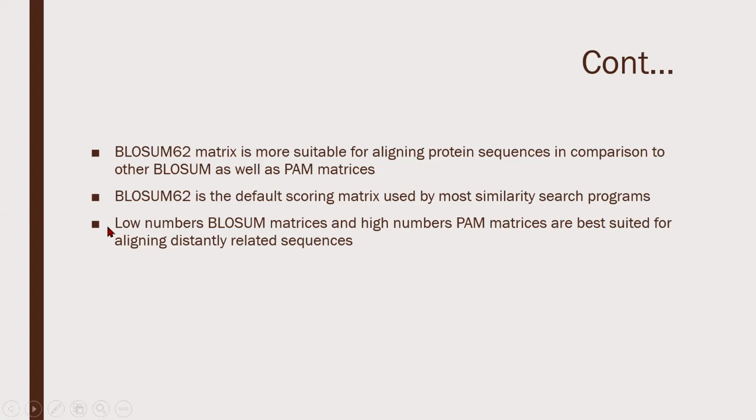The low number BLOSUM matrices and high number PAM matrices. If you remember, while discussing the series of PAM matrices, it was found that higher number PAM matrices were more suitable for producing the alignments of distantly related sequences. But in the case of BLOSUM matrices, the low number BLOSUM matrices are found to be more suitable. So the low number BLOSUM matrices and high number PAM matrices are best suited for aligning distantly related protein sequences.